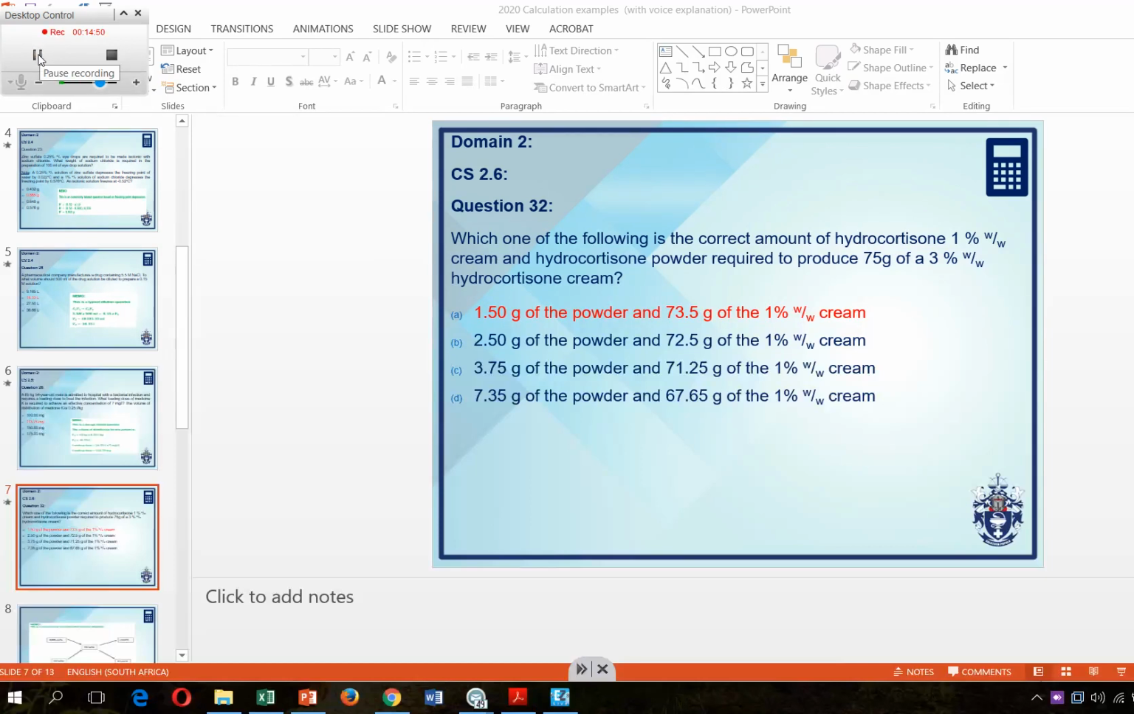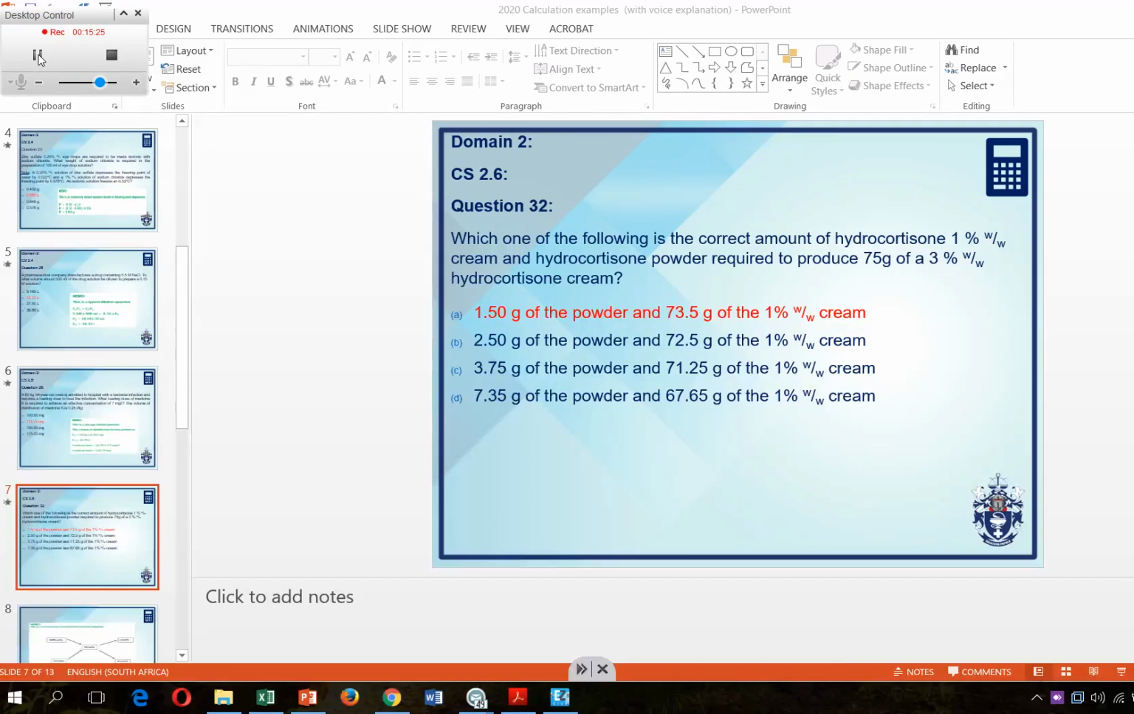Please note in this calculation that you have at hand a 1% weight per weight hydrocortisone cream and you have hydrocortisone powder. And the question asks you to prepare a cream with 3% weight per weight hydrocortisone, and they ask you in what proportion should these two be mixed, meaning how much 1% weight per weight cream and how much powder would you need to prepare a 3% weight per weight cream.